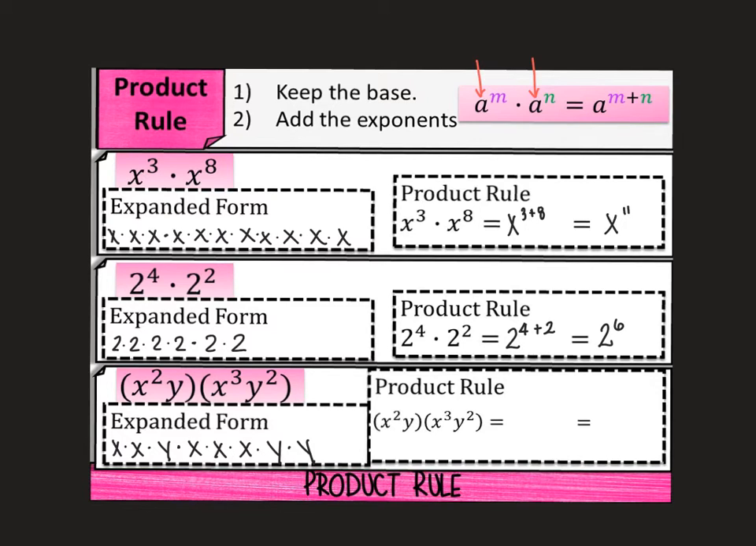Now remember from before, I can only do this rule with things that are like bases. So I'm only going to combine these x's and combine the y's. There's no way to do both at the same time. So for my product rule, I have x's, and then I have 2 plus 3. I have y's, 1 plus 2. Which means I have x to the fifth, y to the third.